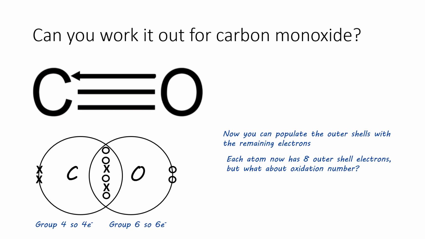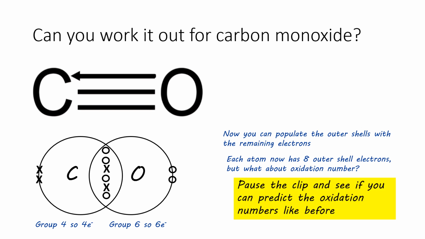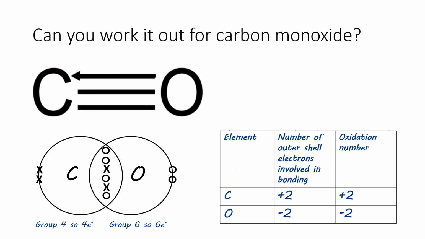But what about the oxidation number? See if you can predict the oxidation numbers like we did before. Pause the clip again, grab a bit of paper and have a go. Okay, so again, I'm assuming you've stopped the clip and are coming back to it now. So actually what happens is this. Now it might not have been immediately what you came up with. So let's have a try and explain what's going on.